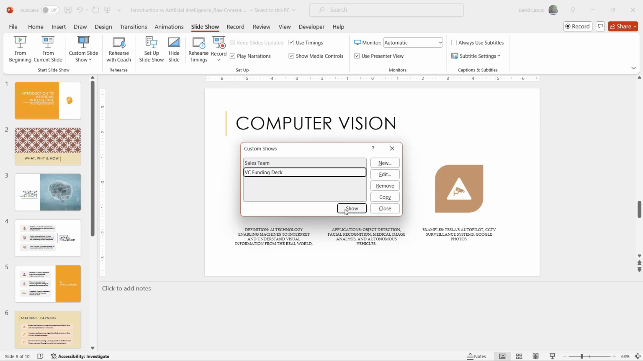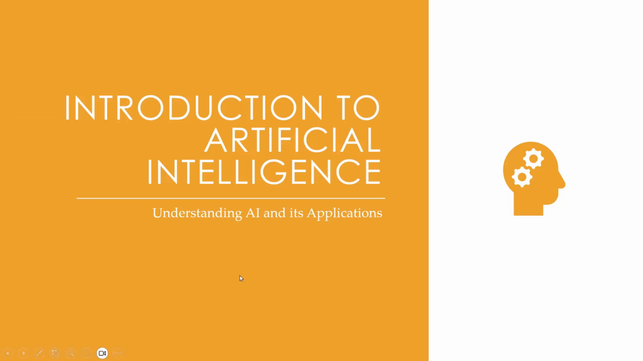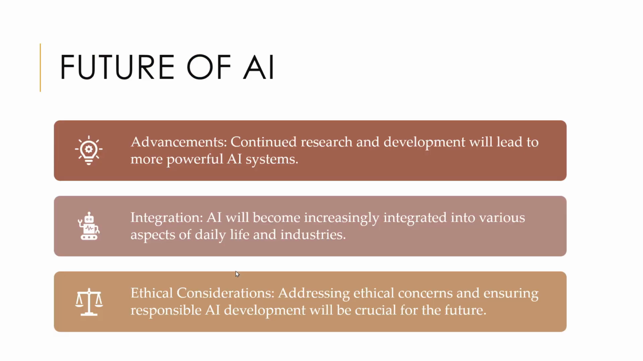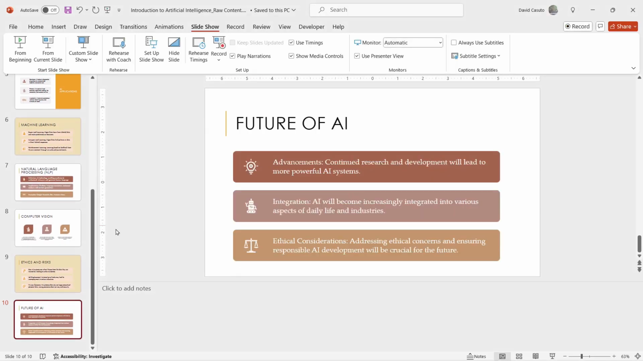From here, if I wanted to show it, all I do is click on the Show button and I can very easily present the VC funding deck view. So I click on Show, and now here I go. I'm going to go through these 2, 3, 4, and 5, and then I am done, and I come back to here, go over to Custom Slideshow, and now you'll see I have these.